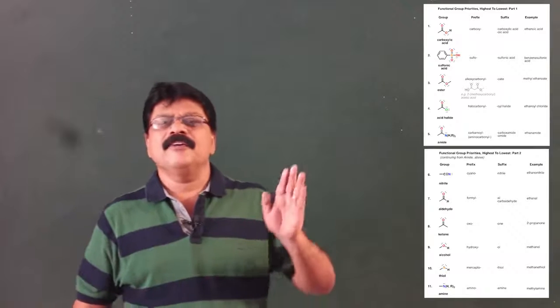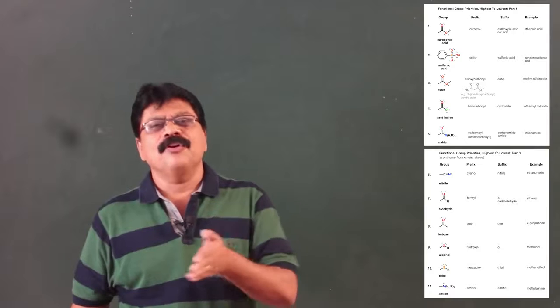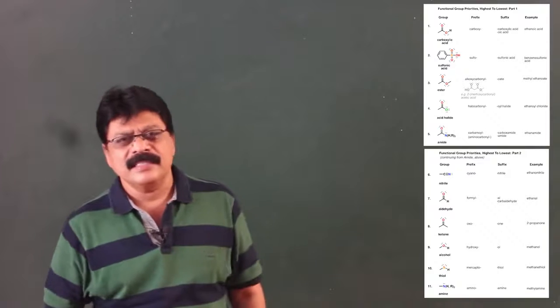Easy to remember, think of the number of oxygens first. In the middle you have cyanide, isocyanide, followed by aldehyde, ketone, alcohols, amines, ene and yne.